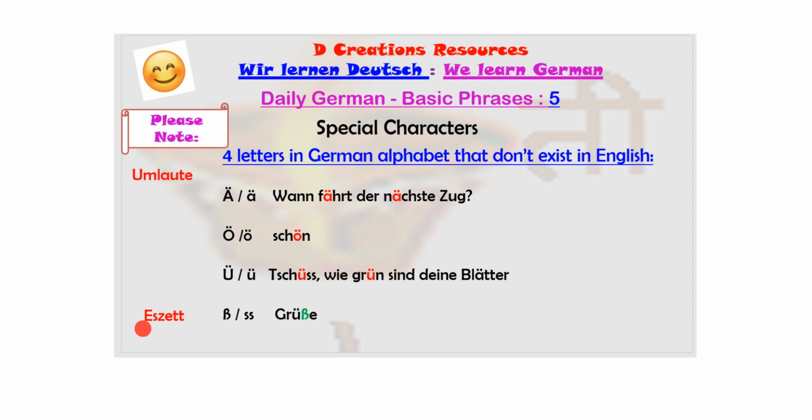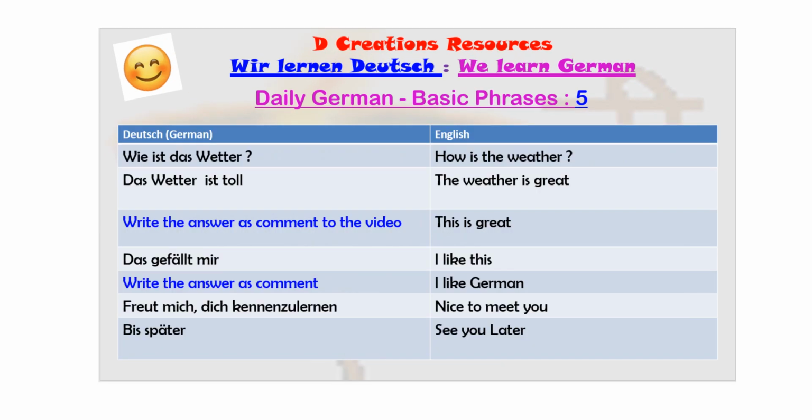And then there is SZ. This looks like beta, and it can also be written as double S, doppel-S. And you see a word here which uses O umlaut as well as this SZ. So Grüße, which of course means greetings. We have learned so many greetings by now. So now we go to the sentences that we are learning today. But remember all these: A umlaut, O umlaut, U umlaut, SZ. Okay. So what sentences are we learning today?